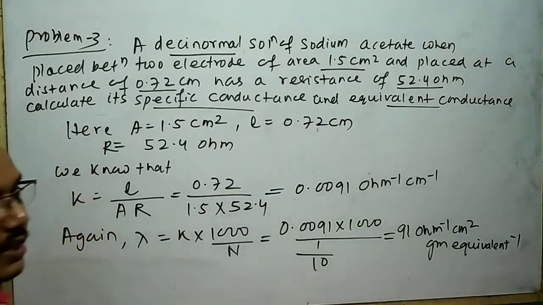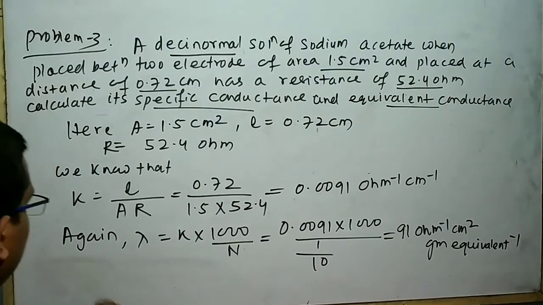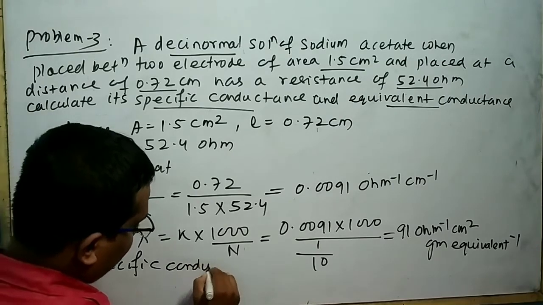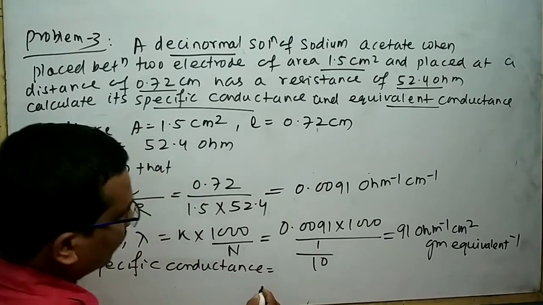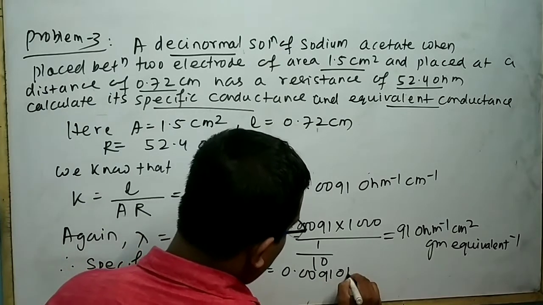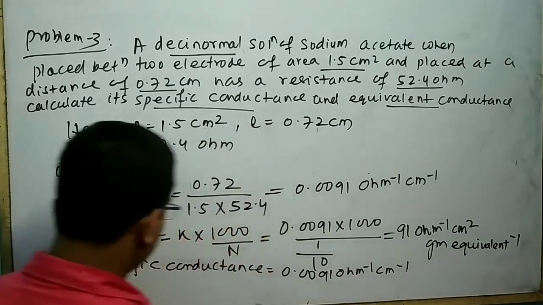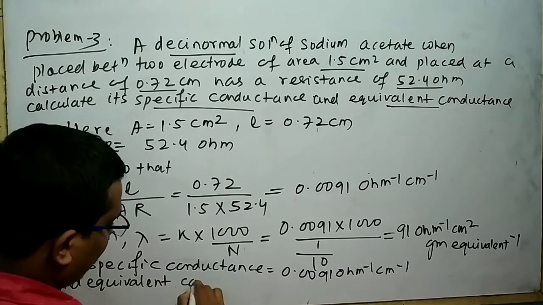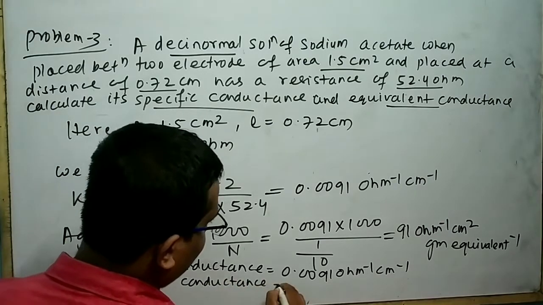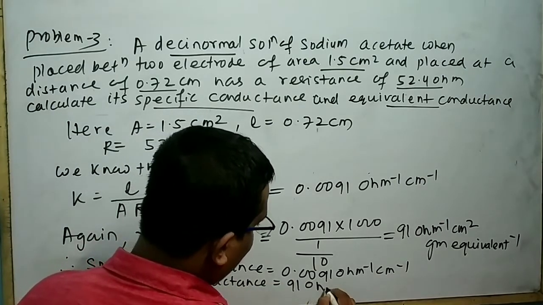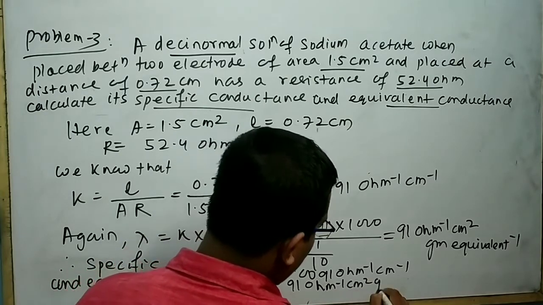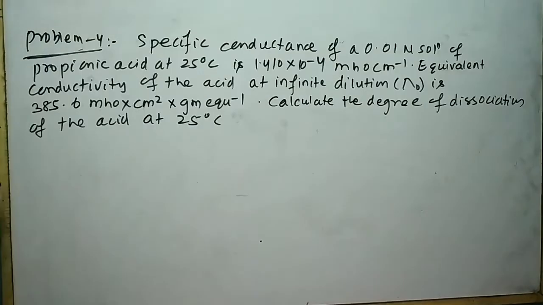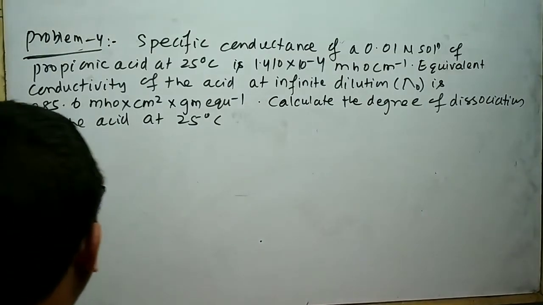Our question is to calculate the specific conductance and equivalent conductance. Therefore, I can write specific conductance equal to 0.0091 ohm inverse centimeter inverse, and equivalent conductance equal to 91 ohm inverse cm square gram equivalent inverse. Next I will solve the problem number 4.